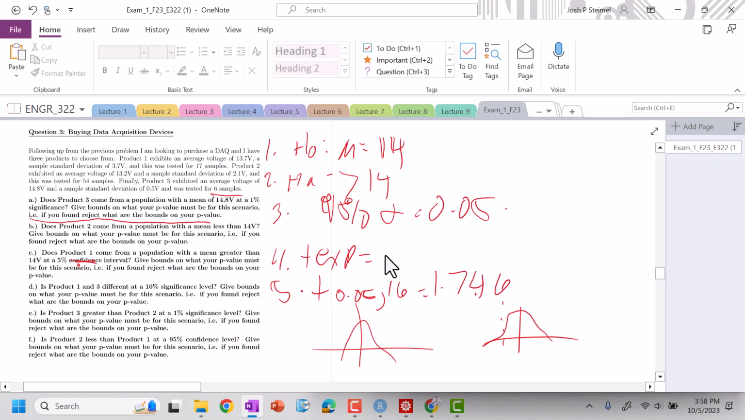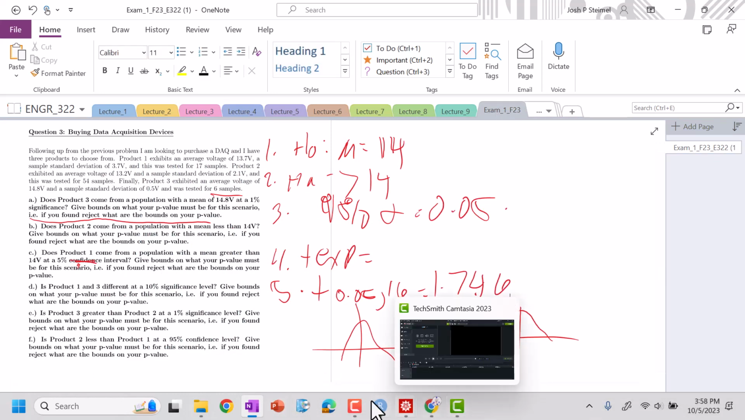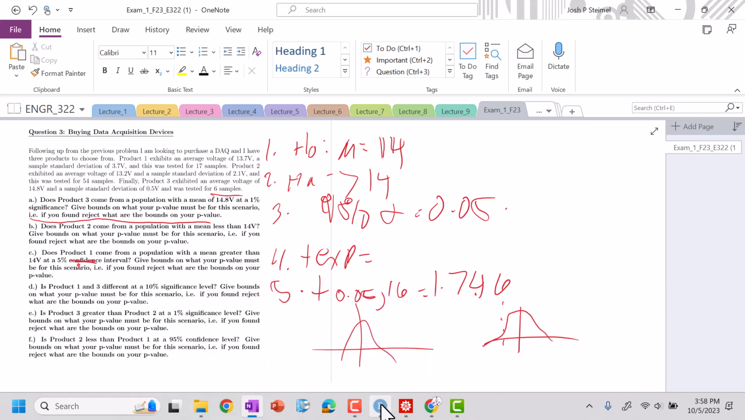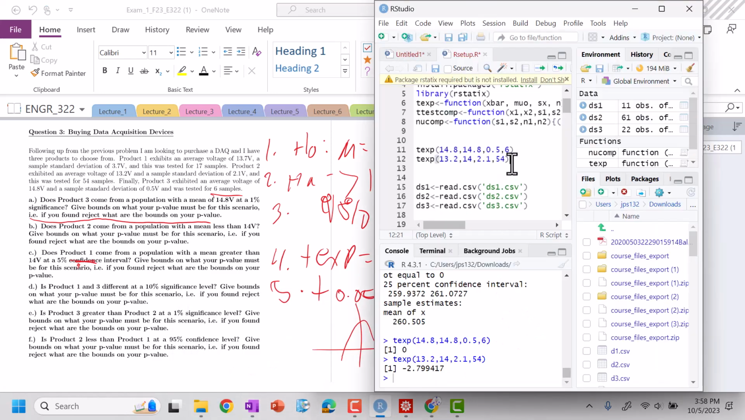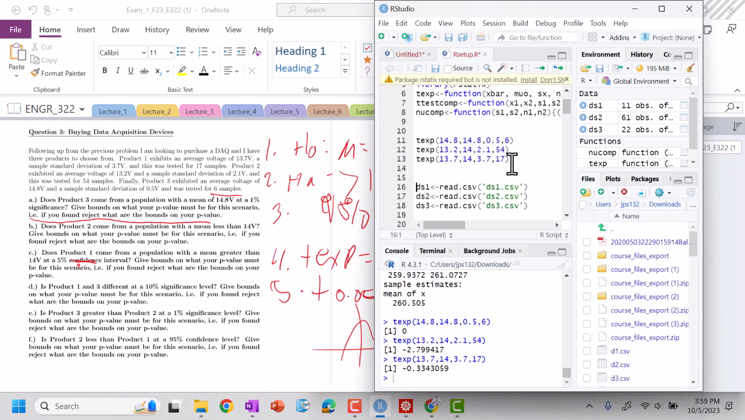And our T experimental, let's go ahead and calculate that out. So let's do T experimental, and we're looking at product 1, 13.7, 14, standard deviation 3.7, 17. So that's going to be minus 0.33.